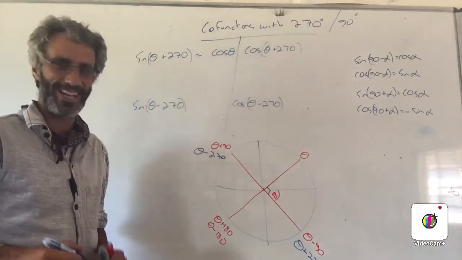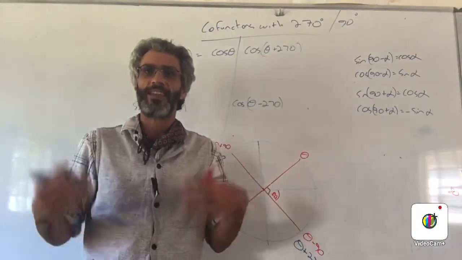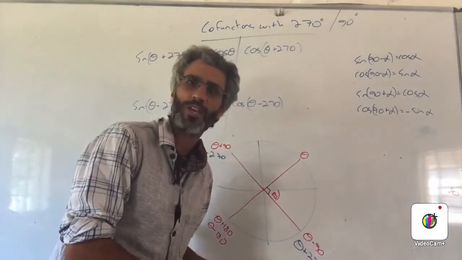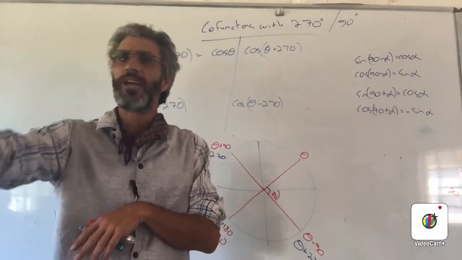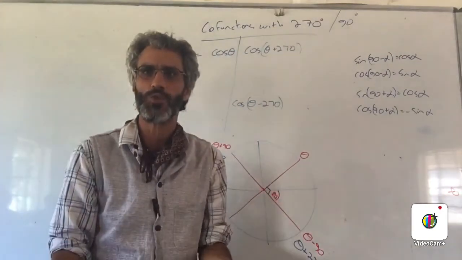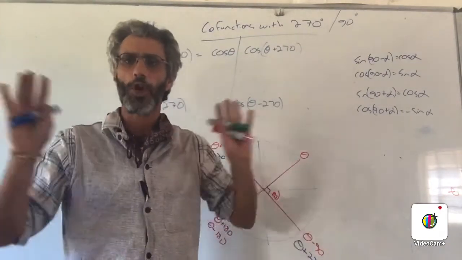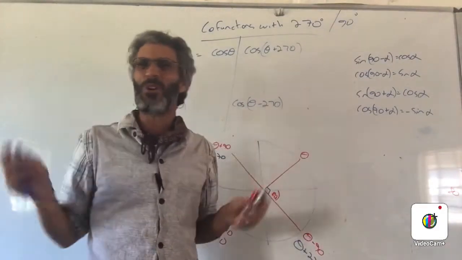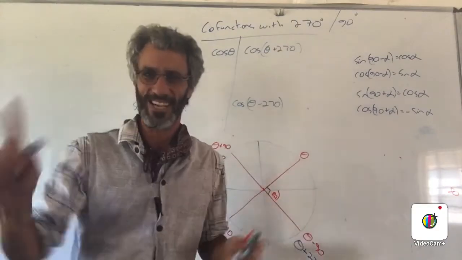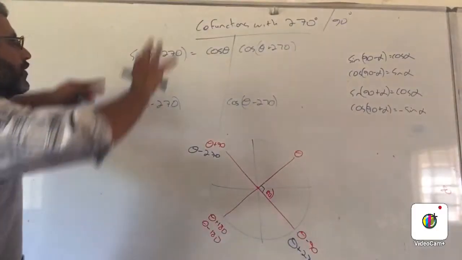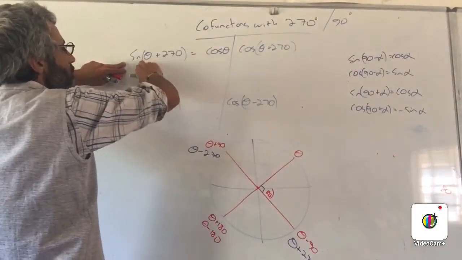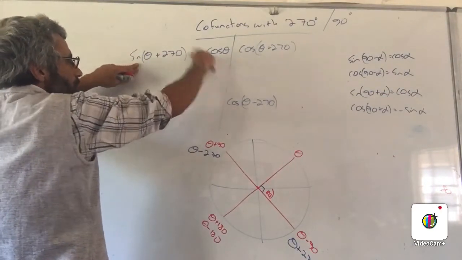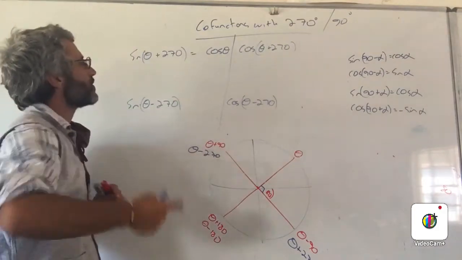Hold on, I didn't say that. I'll drop the bomb now. When I'm adding 270 or minus 270, focus. Adding the 270 is the same as 90. It's a cofunction. I can prove it, but let's not go that way. Relax. So sine theta plus 270 is a cofunction, so it becomes cosine. We just need to decide whether it's positive or negative.